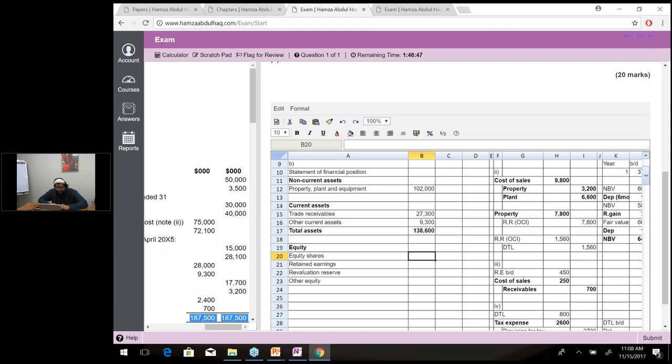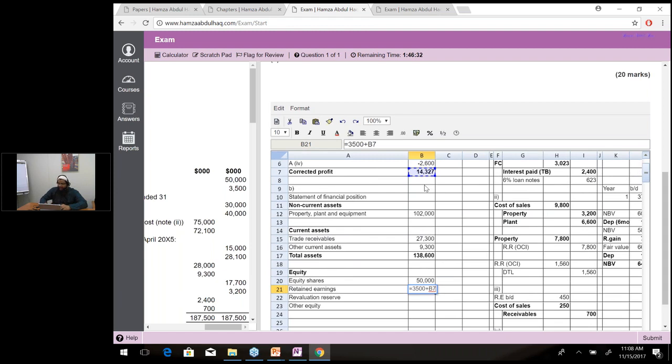Equity given in the trial balance is 50,000 and retained earnings is 3,500. So I'm writing equity as 50,000. Retained earnings are 3,500 plus the corrected profit that we have calculated in A. So the corrected retained earnings is 17,827. The revaluation reserve is going to be 7,800. Sorry, 7,800 minus 1,560.